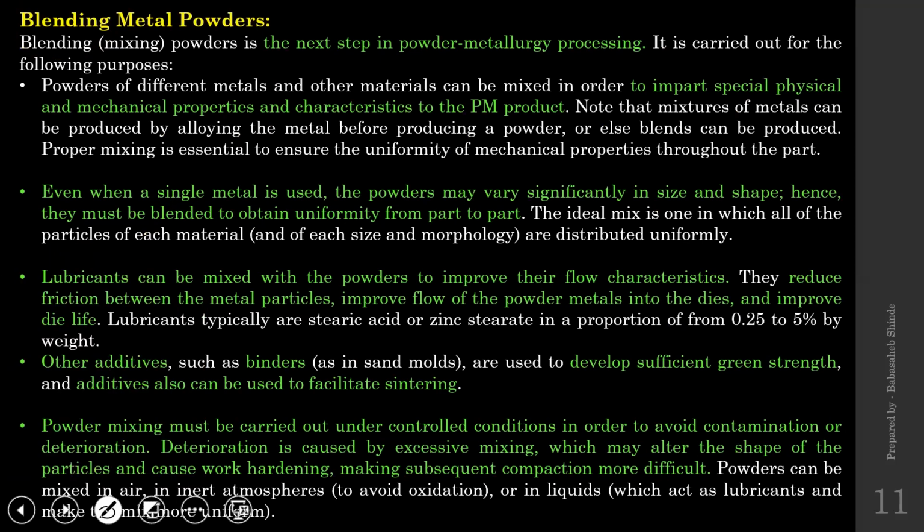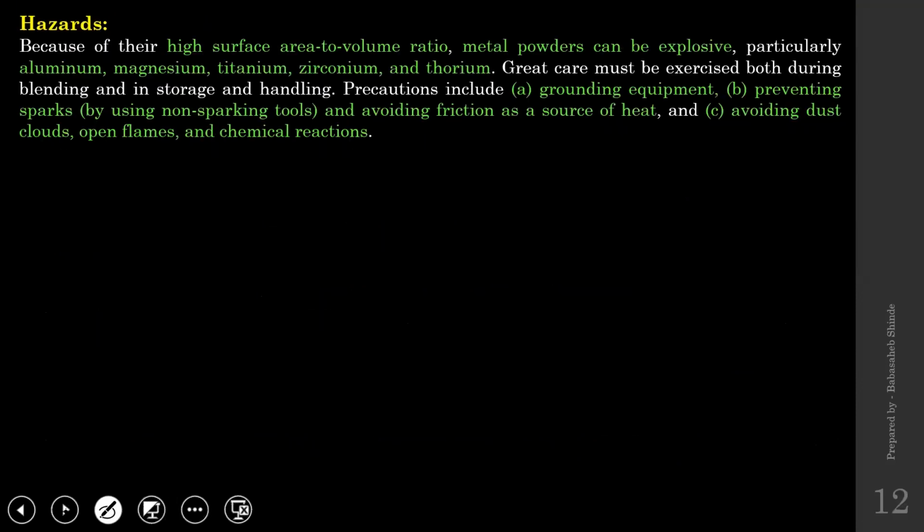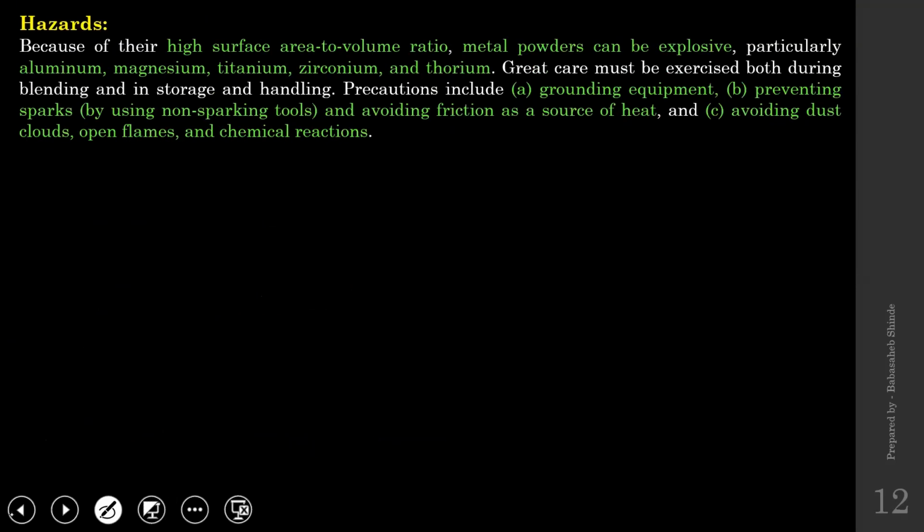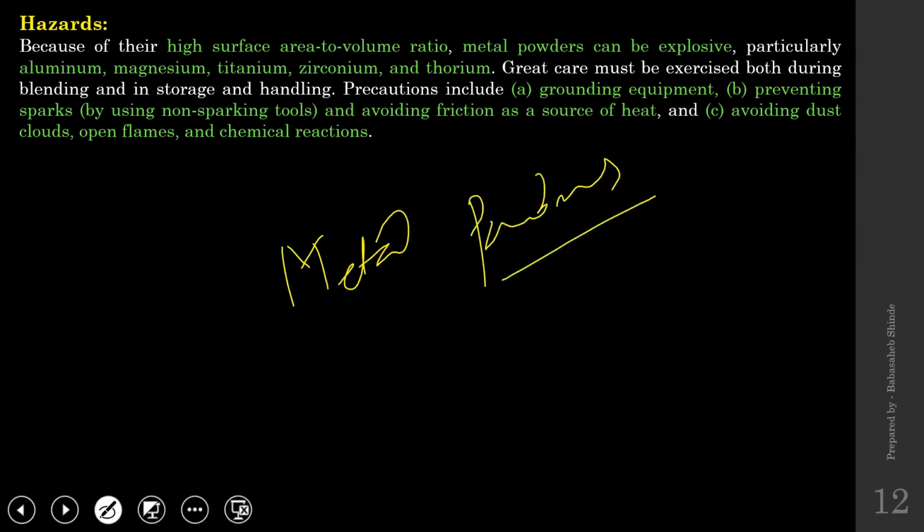So this is all about blending. Next, before compaction, one point is there that we need to discuss: hazards associated with the metal powders. Now, what are the hazards associated with the metal powder? Let me tell you one example.